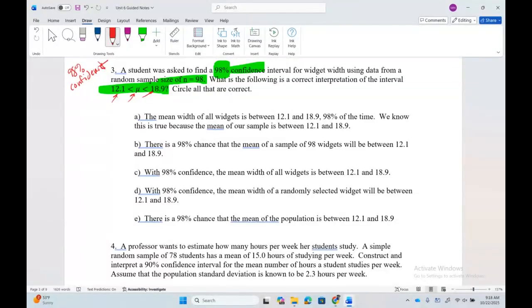The mean width of all widgets is between 12.1 and 18.9, 98% of the time. No. There is a 98% chance that the mean is between that? No. With 98% confidence, the mean width of all widgets is between 12.1 and 18.9. I like that because of all widgets is talking about our population mean. With 98% confidence, the mean width of a randomly selected widget will be, no. There is a 98% chance, no. Our answer is C.